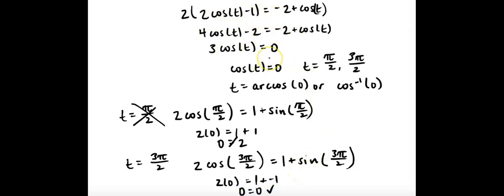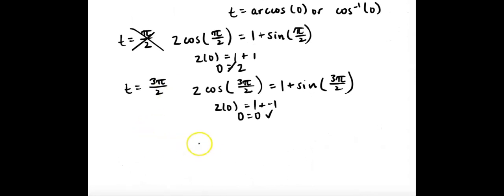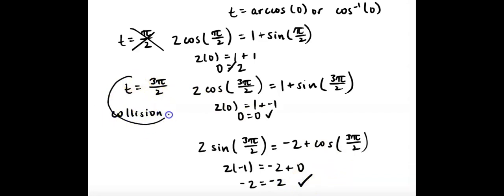Let's test the second equation. 2 sine of t equals negative 2 plus cosine of t. So 2 sine of 3 pi over 2 is equal to negative 2 plus the cosine of 3 pi over 2. Right? Sine of 3 pi over 2 is negative 1. Cosine of 3 pi over 2 is 0, and we have negative 2 equals negative 2, which is a true statement. Therefore, we get a collision at t equals 3 pi over 2.